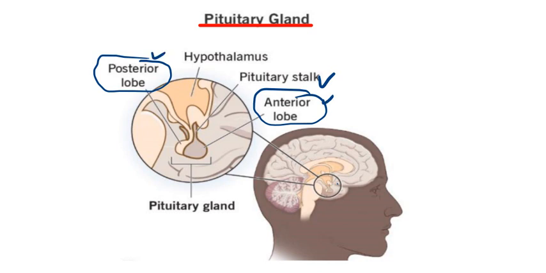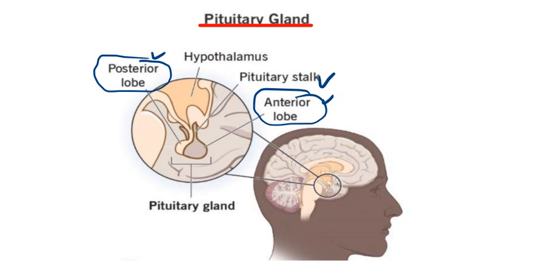Now in this case, you have to understand that the anterior lobe, in most cases, is the one that secretes the hormones that are responsible to stimulate other endocrine glands to function. That is the reason why the pituitary gland is considered to be the master gland of the endocrine system. And then the posterior lobe, in most cases, secretes hormones that are not involved in stimulating other endocrine glands to function.